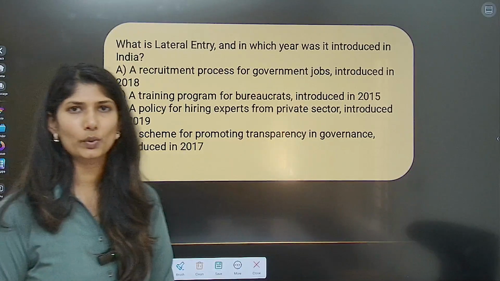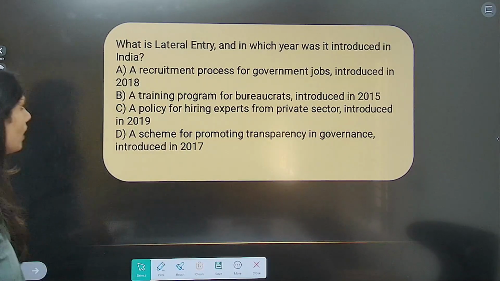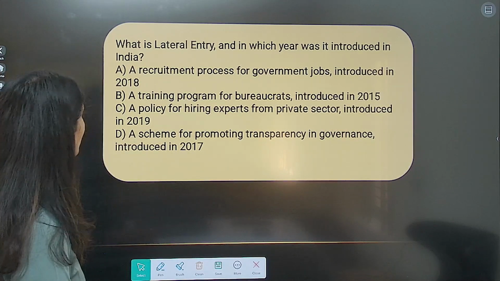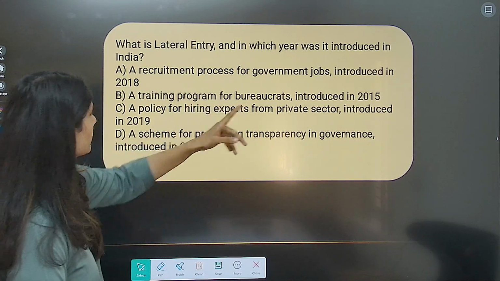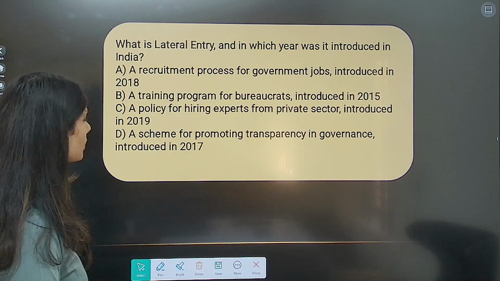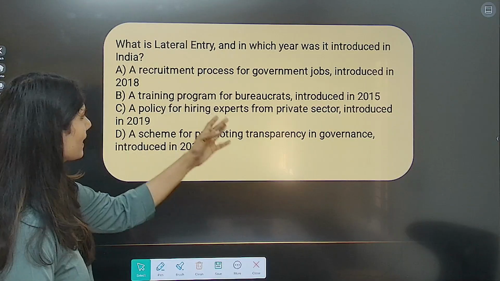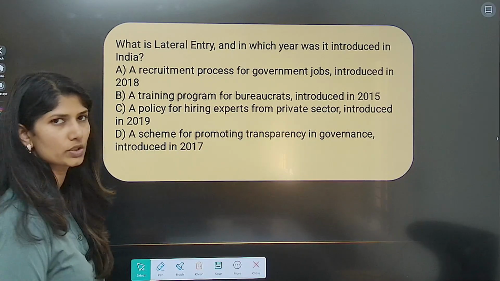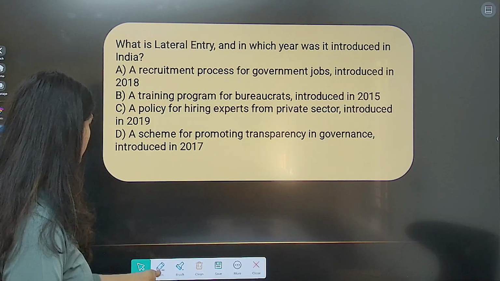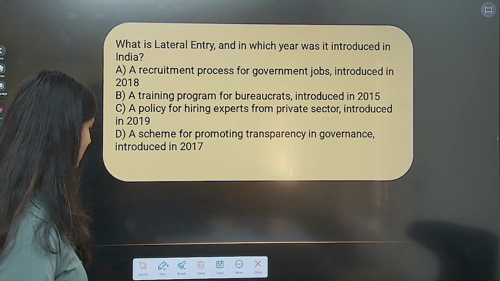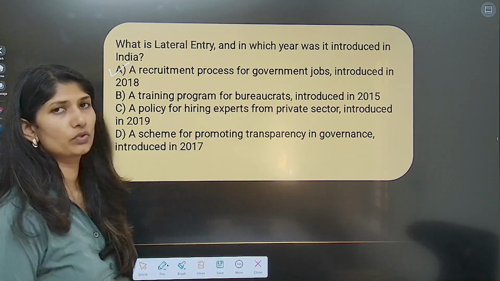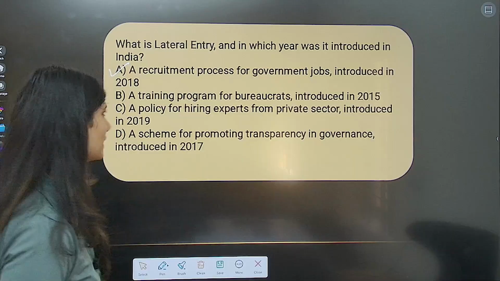Let's look at some of the questions. What is lateral entry and in which year was it introduced in India? It is a recruitment process for government jobs introduced in 2018. Training program for bureaucrats introduced in 2015. Policy for hiring experts from the private sector introduced in 2019. Scheme for promoting transparency in governance introduced in 2017. We discussed this question. The answer is a recruitment process for government jobs introduced in 2018.